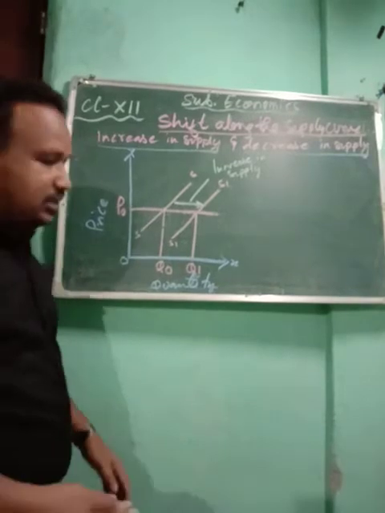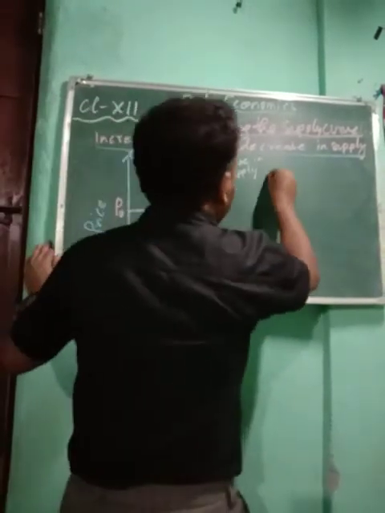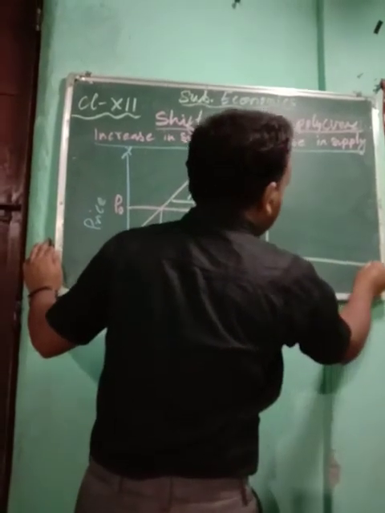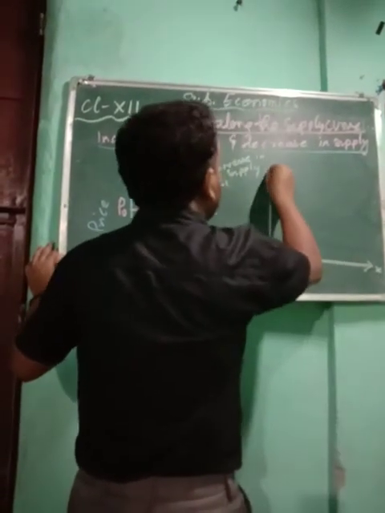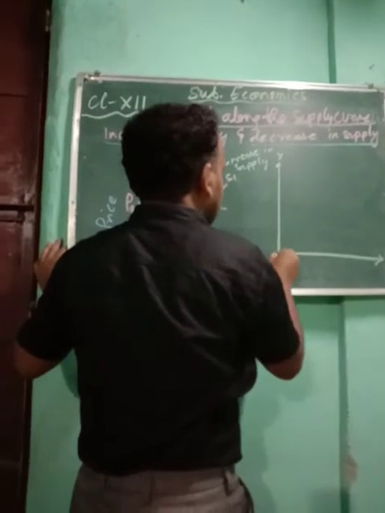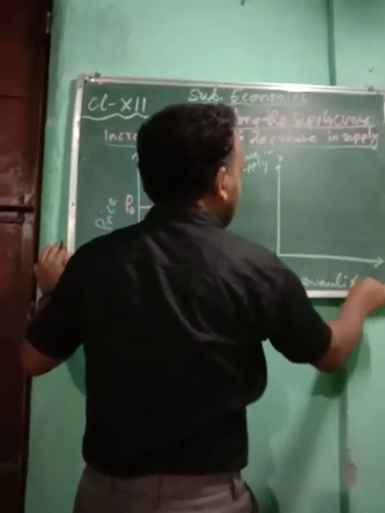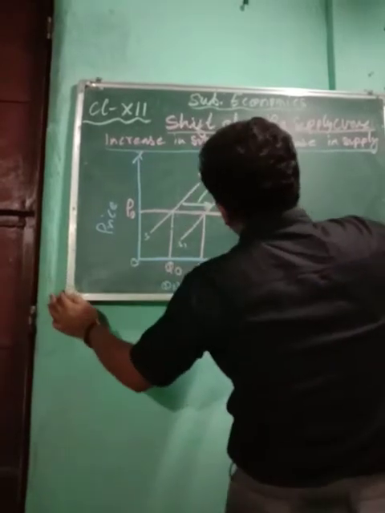Now let's go and see decrease in supply. Just opposite will be the decrease in supply. X-axis, y-axis, 0, quantity, price.